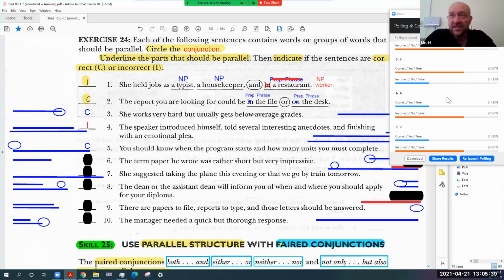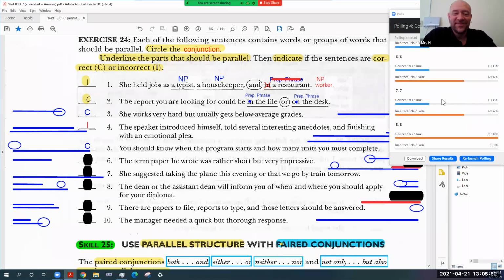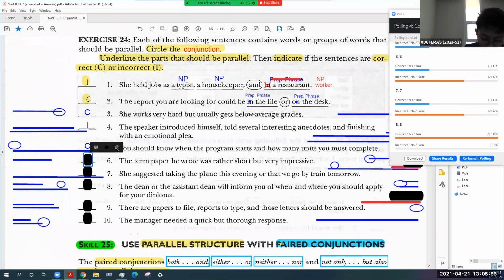Yeah, you said it's correct. You're just agreeing with everybody who has the biggest number, right? How about number 6? Incorrect. Okay. You lost marks on the TOEFL. This sentence is correct.